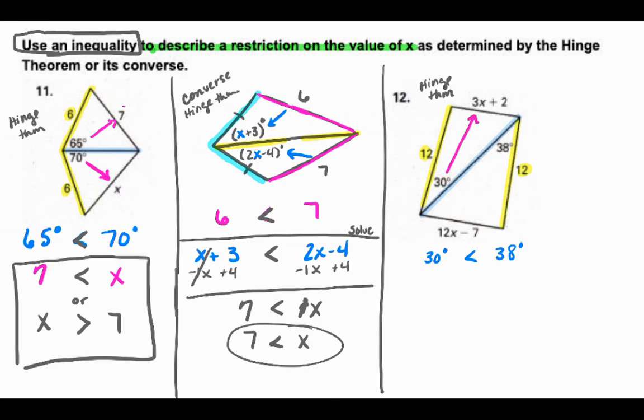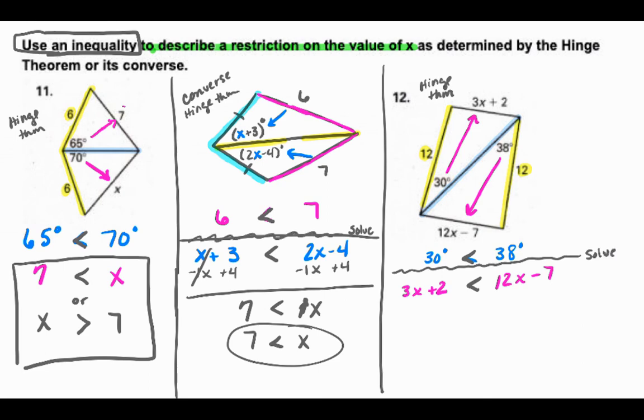So opposite the 30 degrees is 3x plus 2. Opposite the 38 is 12x minus 7. And the key to the theorem is we use the same inequality. So this is what we have to solve.